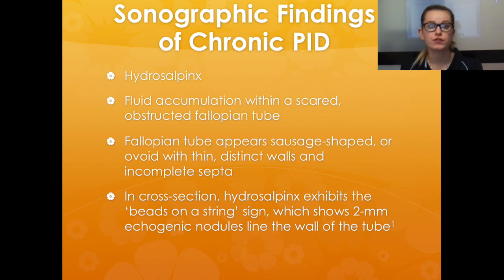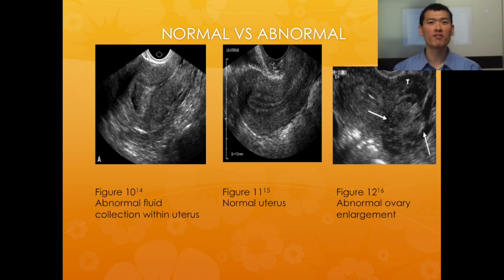Hydrosalpinx, which is fluid accumulation within a scarred obstructed fallopian tube, is a characteristic of chronic PID. Sonographically, it appears as a sausage-shaped or ovoid with thin, distinct walls and incomplete septa. In cross-section, hydrosalpinx exhibits the beads on a string sign, which shows 2 mm echogenic nodules lining the walls of the tube.